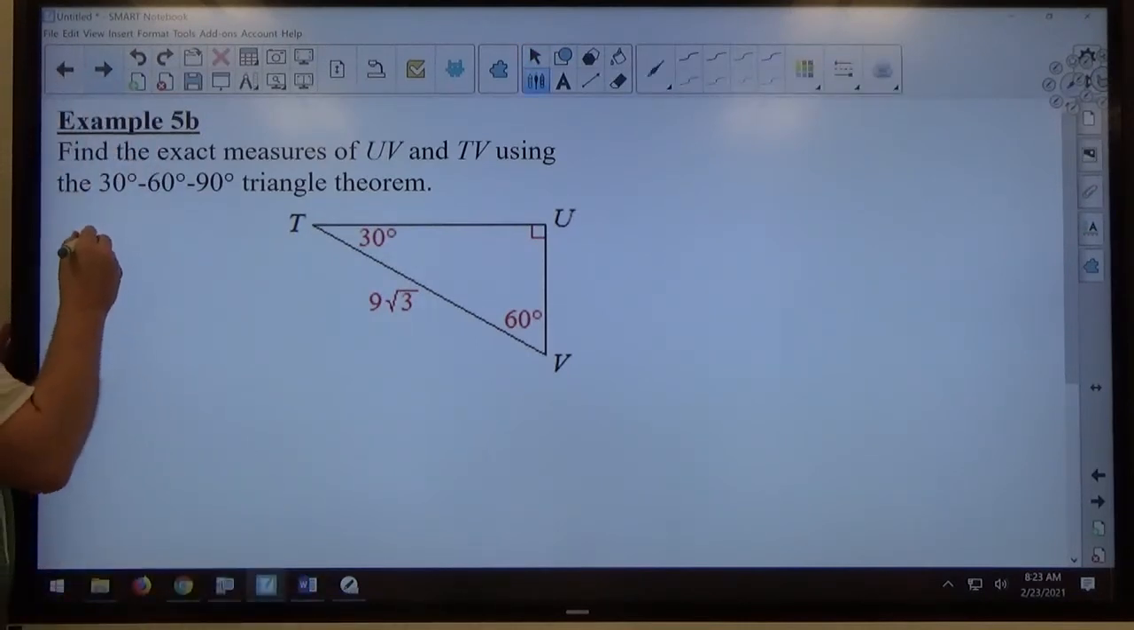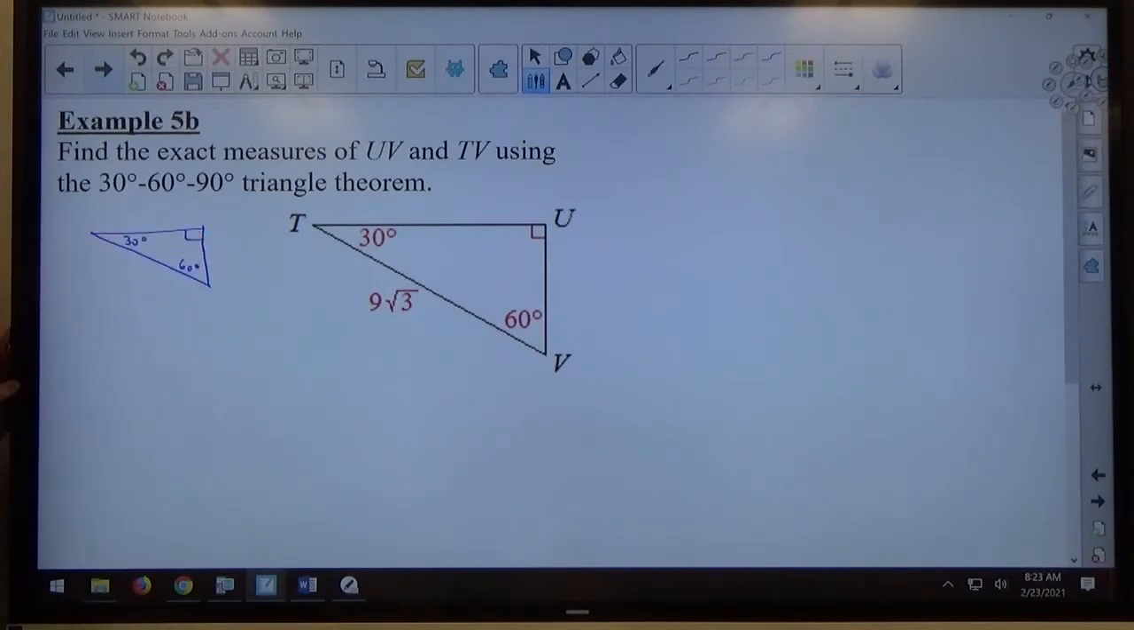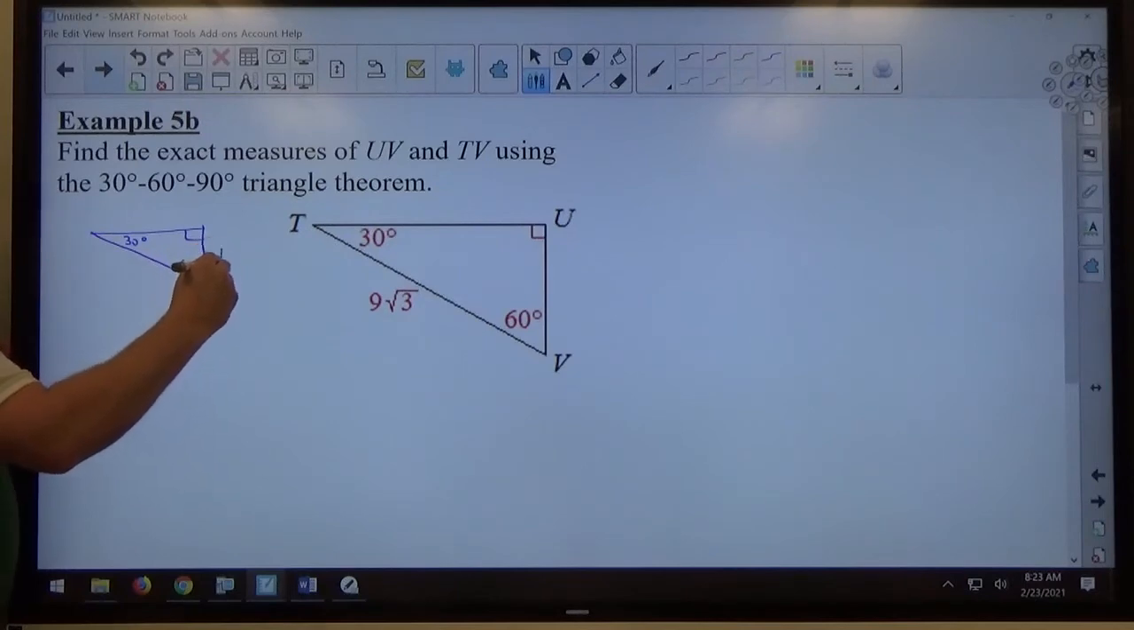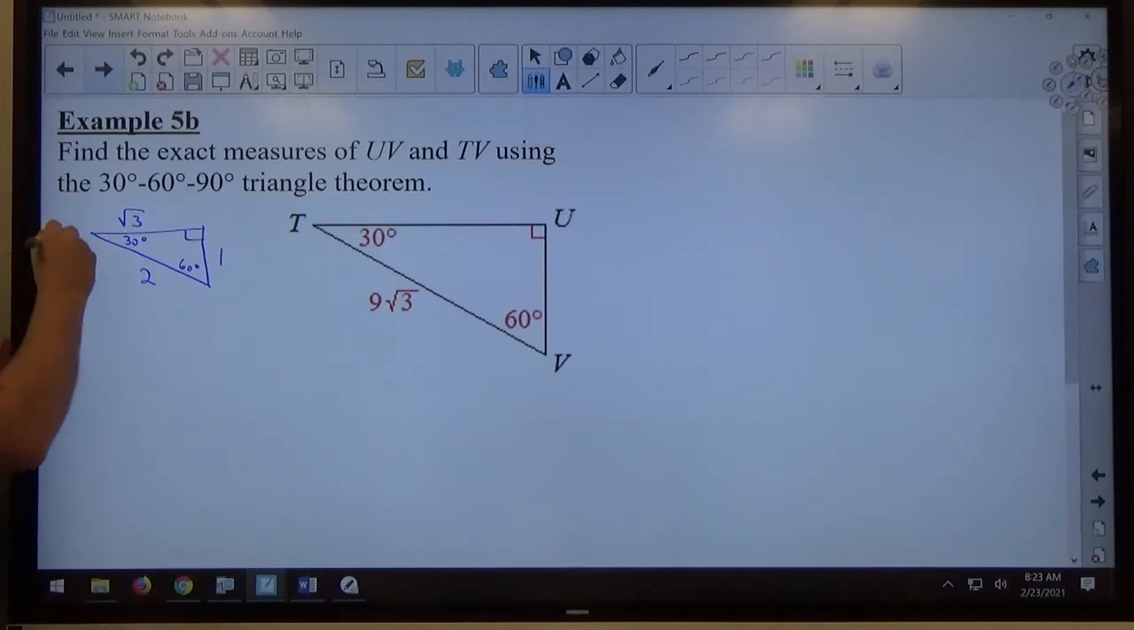My corresponding similar triangle here, 30 up in the corner, 60 down in the bottom corner, and 90 up in the top right. So getting everything oriented the same. The numbers are 1 on the smallest, 2 on the biggest, square root of 3 on the middle. 1, 2, square root of 3 every time. I'm going to call this ABC again.